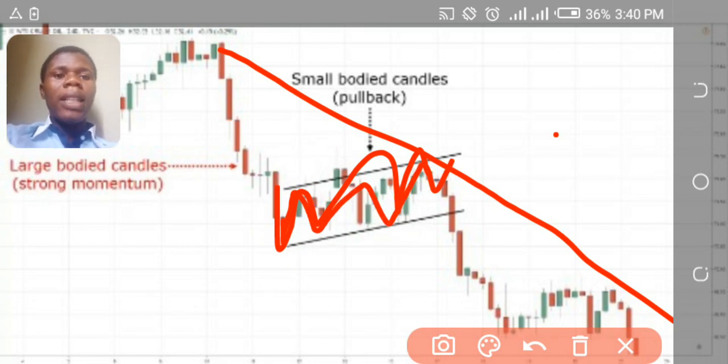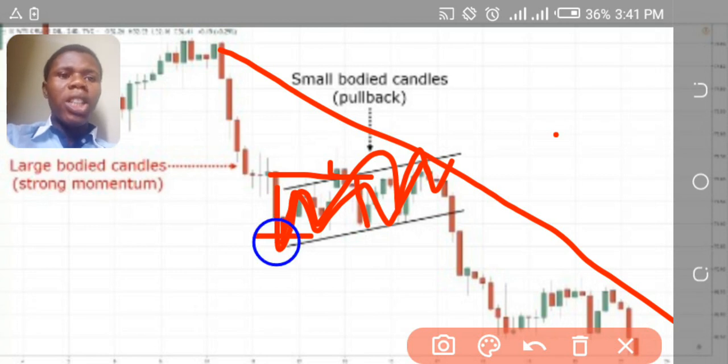What were they doing? Some persons entered here to buy. That was wrong. I was part of those persons. They were doing that stupid stuff. Some persons, when the market got here, entered to sell. Now when the market came back here, other persons saw an opportunity and said, okay, this market is going to go bullish. This is a double bottom, so I have to look for a way to buy.